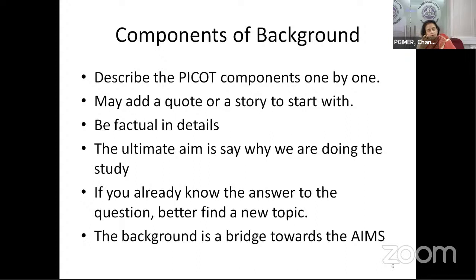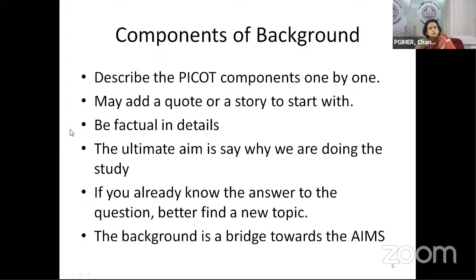You can search PubMed, you can search Embase, you can search Cochrane Library, Ovid database. There's so many databases in which knowledge is there. And you can find out whether the answer to the question you're trying to ask is already there or not. Because if it is already there, then it is better to systematically review literature rather than conducting a primary study again. So if you already know the answer to a particular question, it is better to find a new topic.